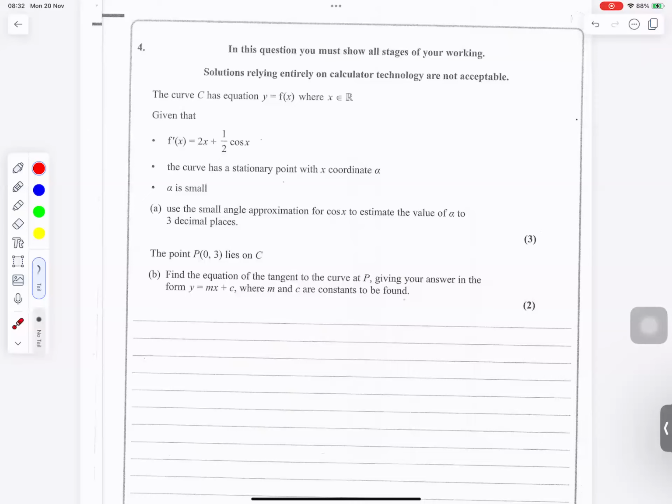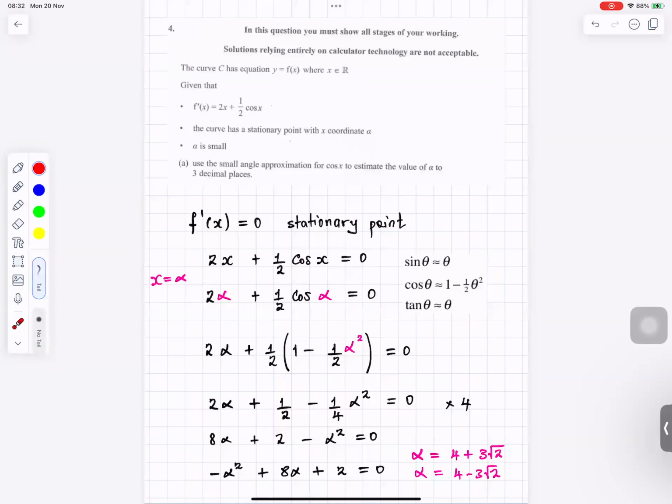Question number 4. The curve C has that equation y equals to f of x. They've given us f dash of x, which is the same as dy over dx. And they say the angle alpha is small, and there's a stationary point. Use the small angle approximation.